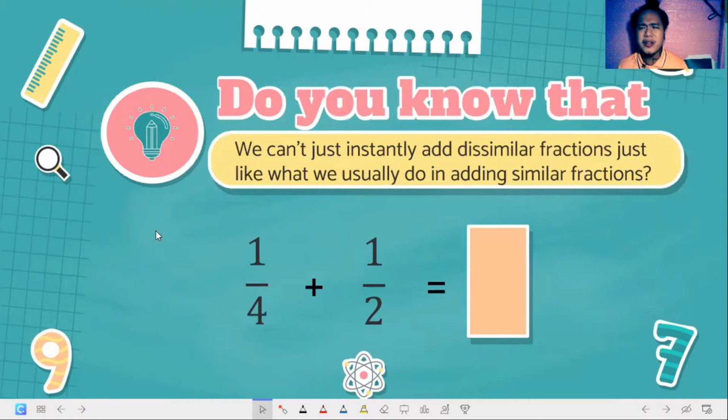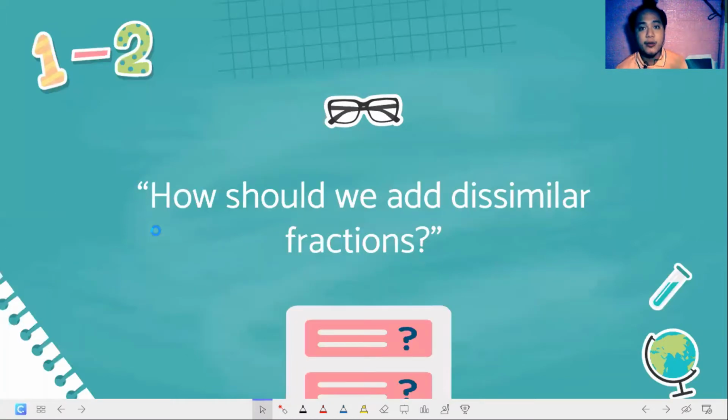Now, do you know that we cannot just add dissimilar fractions instantly the way we usually do with similar fractions? That's why we have to do something first before we can perform an operation, in this case, before we add the fractions. All right? I know that there are questions that may arise in your head. And one of this is this on my screen. How should we add the dissimilar fractions?